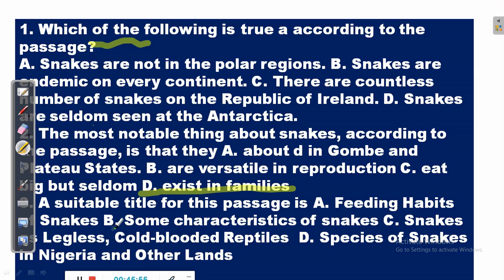So it's more convenient for us to go for option B, because everything about the passage is giving us characteristics of snakes, and we have different characteristics of the snake in terms of their feeding habits, in terms of their physical features, in terms of where they live, and so on and so forth. So now let's go to question 4.